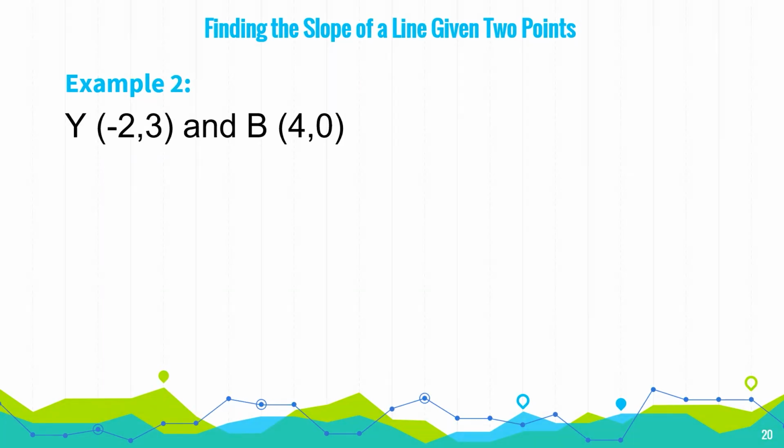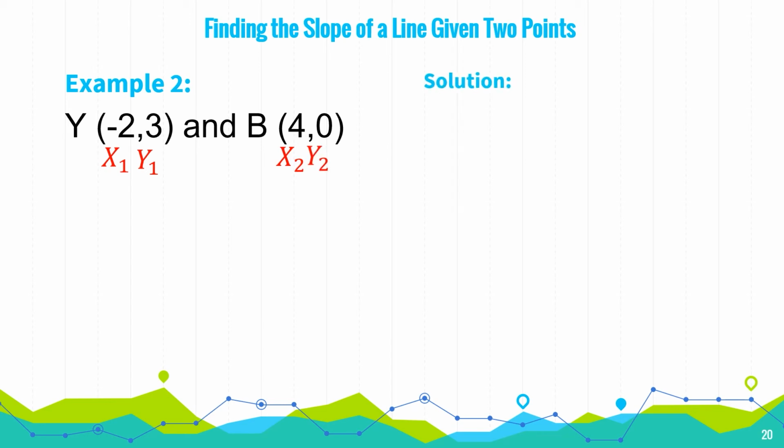Example number 2. Point A is at (negative 2, positive 3), and point B at (4, 0). The first point is (negative 2, positive 3), and the second point is (4, 0). So negative 2 will be our x sub 1 and 3 is y sub 1. 4 is x sub 2 and 0 is y sub 2.